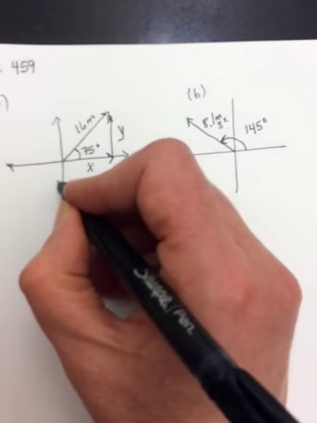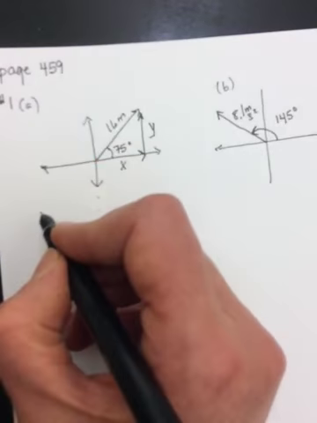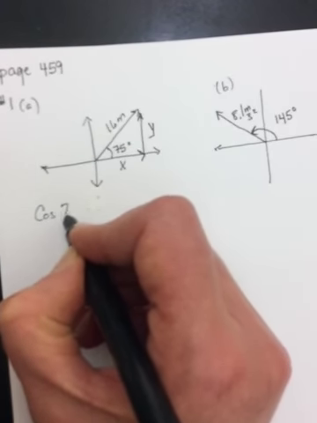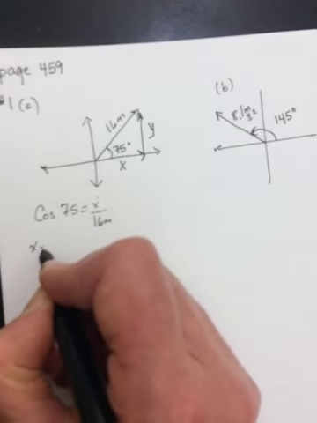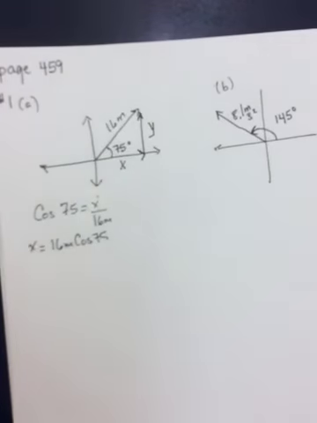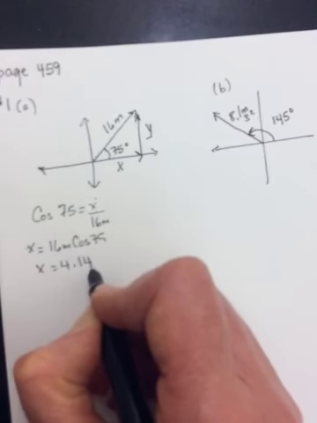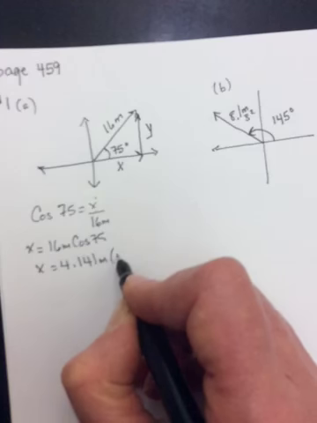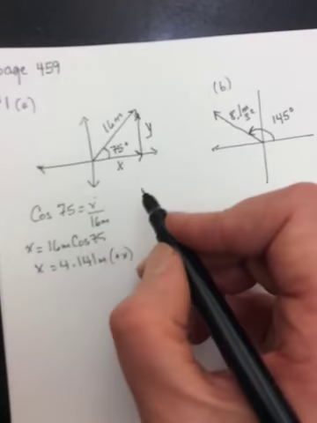All right, so if we look at it, x is the adjacent side, and so I would use cosine. So it would be cosine of 75 is equal to x over 16 meters. So x is equal to 16 meters times the cos of 75, which you are then going to punch in your calculator and get x to equal 4.141 meters. Okay, and that would be in the positive x direction. Can't really say east because we don't know which way the x and y axis are oriented.